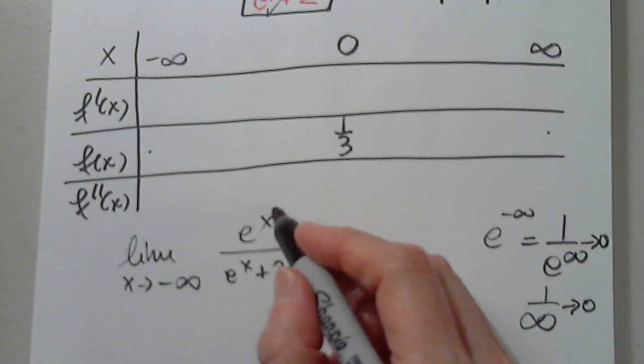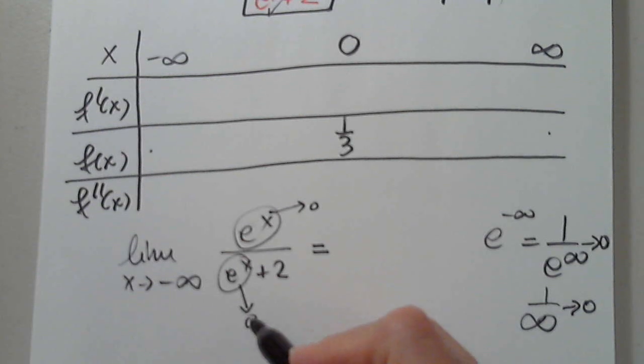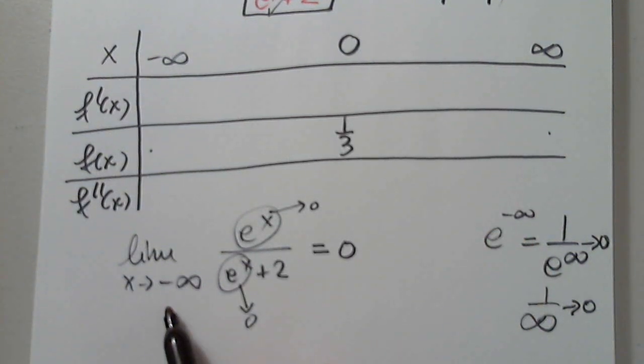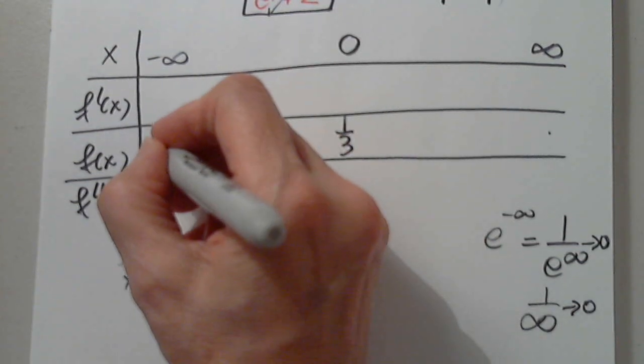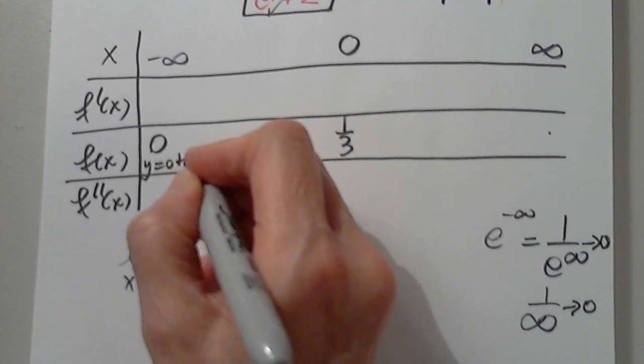Excellent. So then we know that this approaches 0, and we know that this approaches 0. So then what is the answer? 0. Yes. So when x approaches negative infinity, the y values approach 0, which means y equals 0 is a horizontal asymptote.